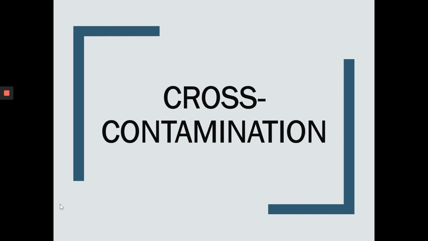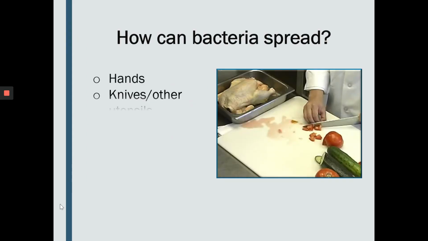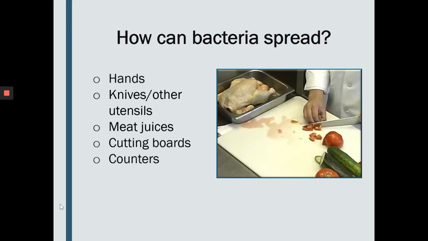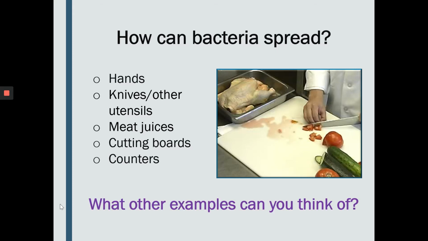The next topic we are going to discuss is cross-contamination. Cross-contamination is the unintentional transfer of microorganisms from one surface to another. How do bacteria spread? Bacteria can be spread by your hands, knives, and other utensils, meat juices, cutting boards, and counters. All of these can cross-contaminate other surfaces or food. What other examples can you think of?